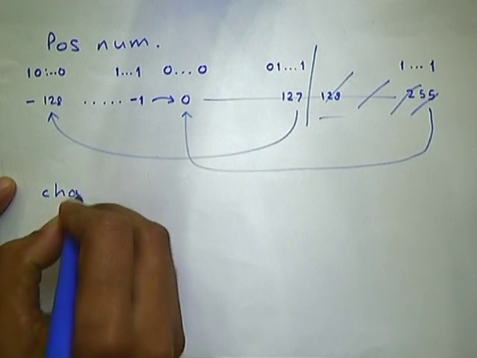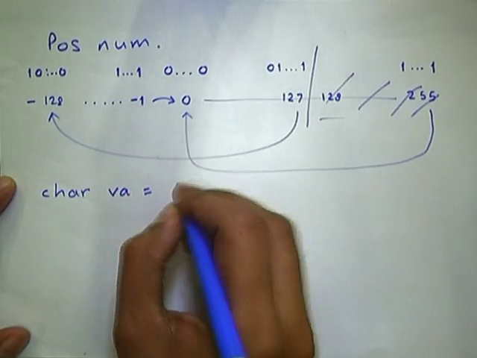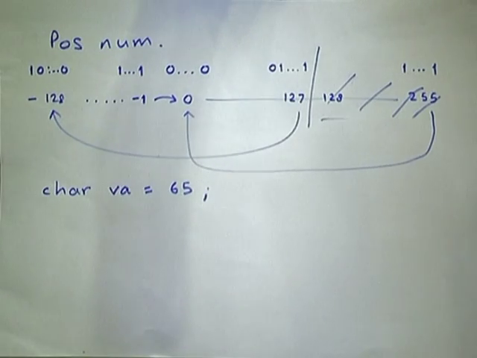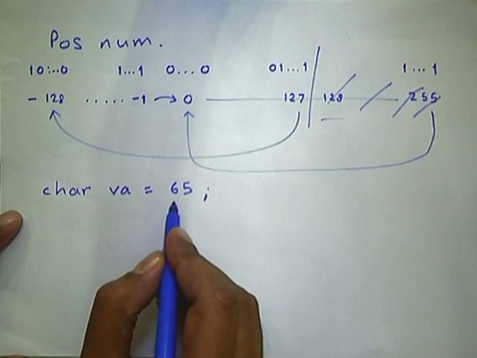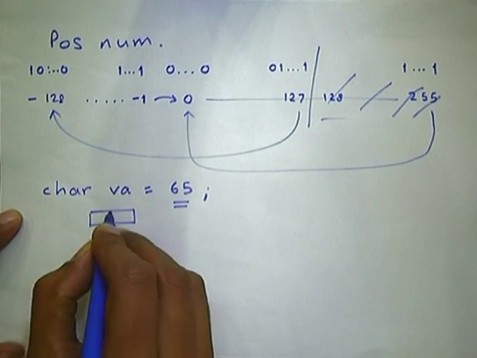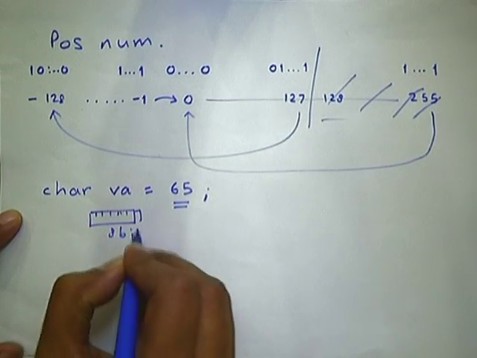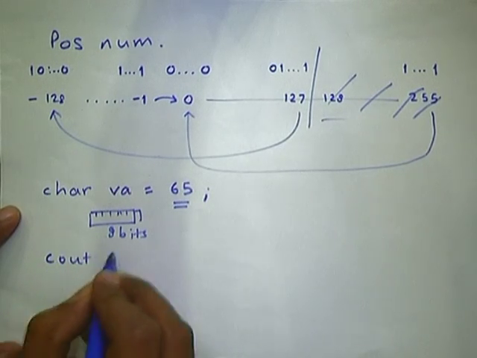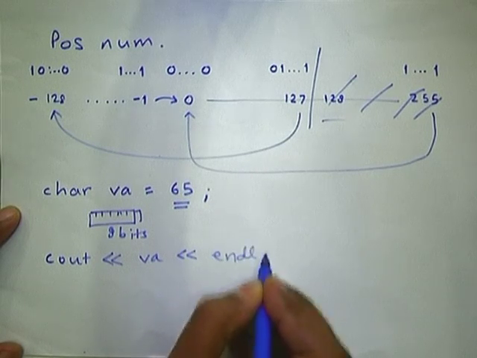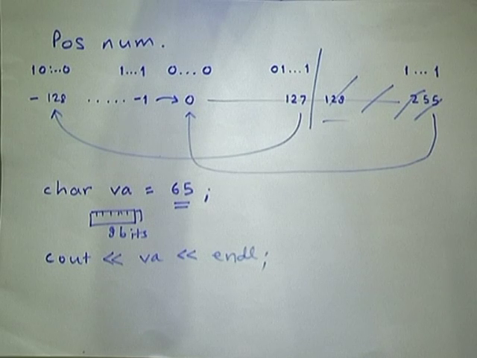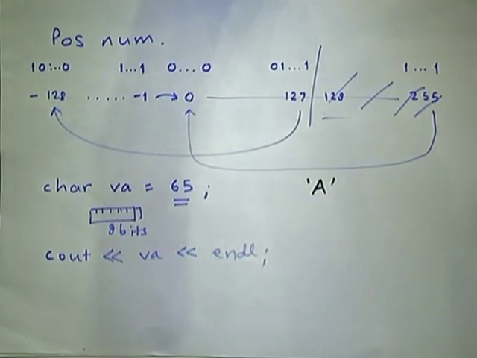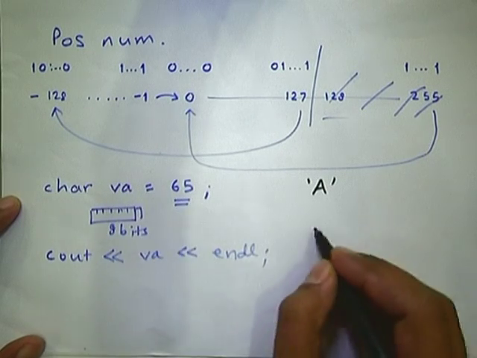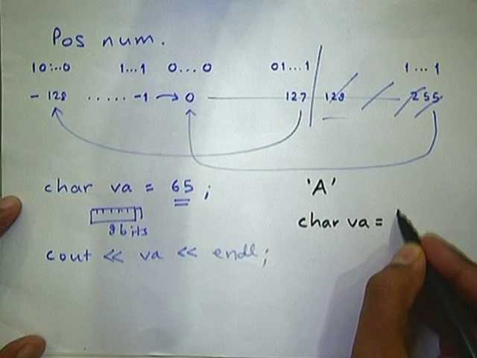So when you say character variable VA equals 65, that's a declaration. Okay? This 65 is an integer which is stored in this VA, which has 8 bits. But when you print it out, because the type of VA is character, that 65 is interpreted as a code for the letter A, capital A. So all the letters, uppercase, lowercase, digits, punctuations, brackets, they have all been assigned unique IDs between 0 and 255. So you could either write character VA equal to 65, or you could also write character VA equals single quote A.